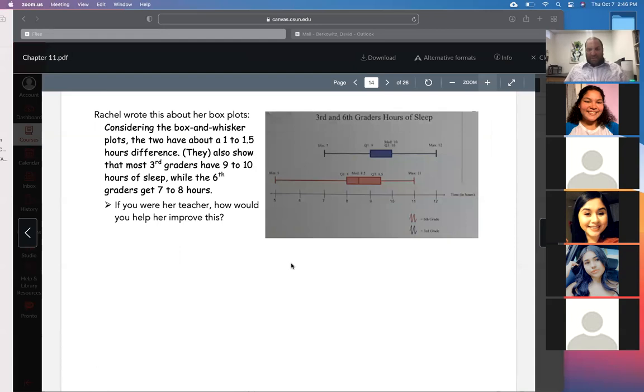Here's one last example. 3rd and 6th grade hours of sleep. Holy crap, there's a 12 in there. Hate that person. Okay, so consider the box and whisker plots. For the 3rd graders, the median is 10. Q3 is also 10. Q1 is 9, minimum is 7, maximum is 12.